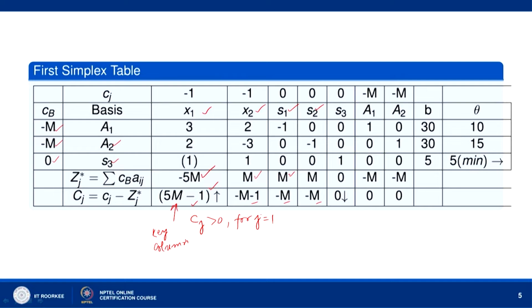Let us find the key row. So, divide the elements in the B column by the corresponding elements in the x 1 column. So, 30 by 3 gives you 10, then 30 by 2 gives you 15, then 5 divided by 1 gives you 5. Now, we have to find the minimum positive ratio here. So, clearly 5 is the minimum positive ratio. So, this is the key row. At the intersection of the key row and the key column, we get the key element. So, this is our key element. Key element is 1.